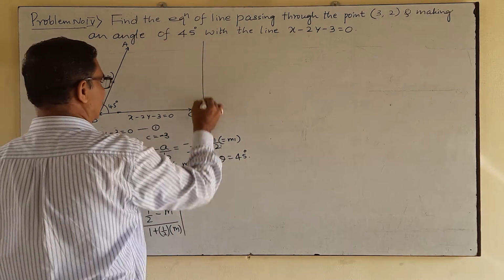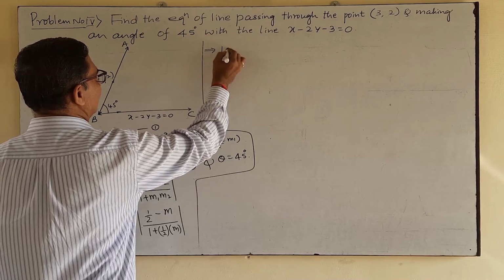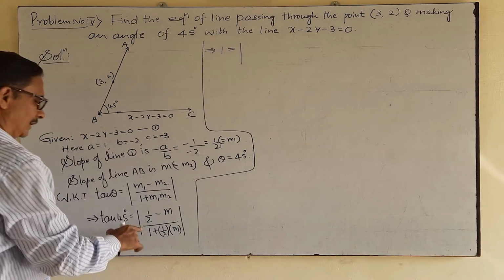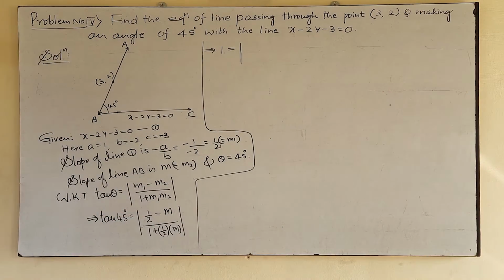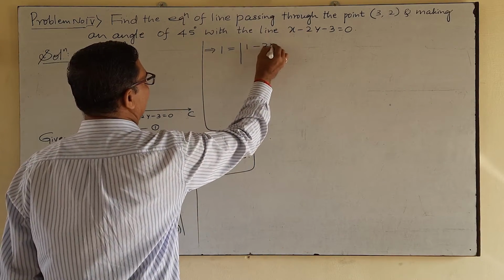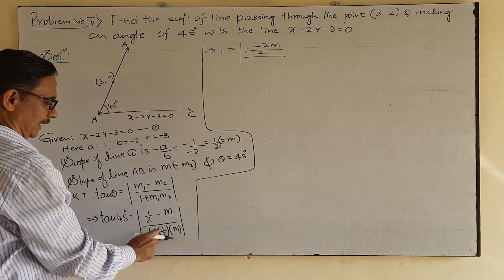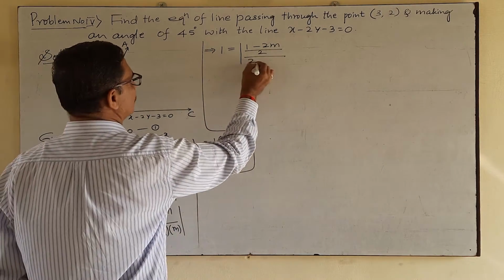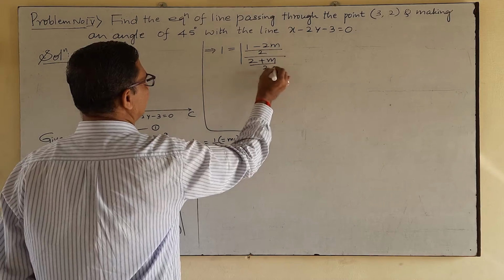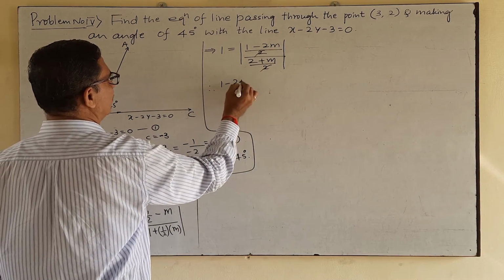Simplify. So tan 45 degree, standard angle, 1 is equal to modulus of, in the numerator take the LCM. LCM is 2, that is 1 minus 2m divided by 2, whole divided by, again LCM is 2, that is 2 plus m divided by 2. Correct? That 2 cancels. Remove the modulus sign.